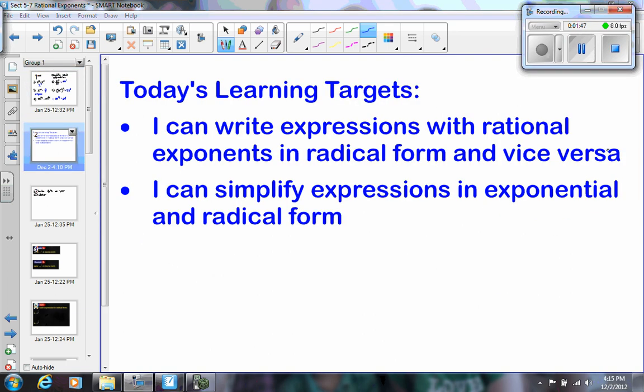So today's learning targets: I can write expressions with rational exponents, so that's going to be fraction exponents. I can write them in radical form and vice versa. And the other learning target today: I can simplify expressions in exponential and radical form. Radical form means you're going to have the radical symbol, like a square root or a cube root. Exponential form means you're going to write it with an exponent. So we're going to find how we can go back and forth between those two forms.